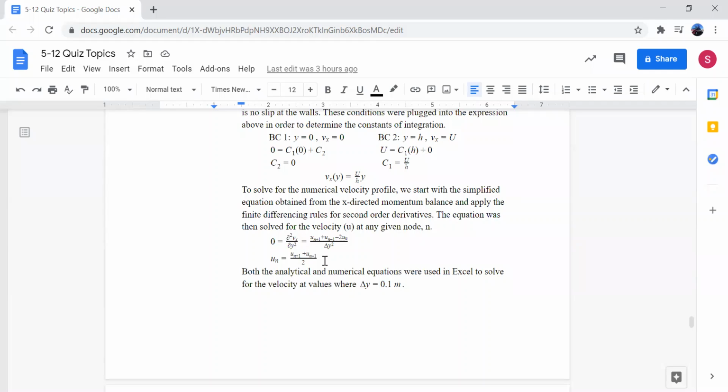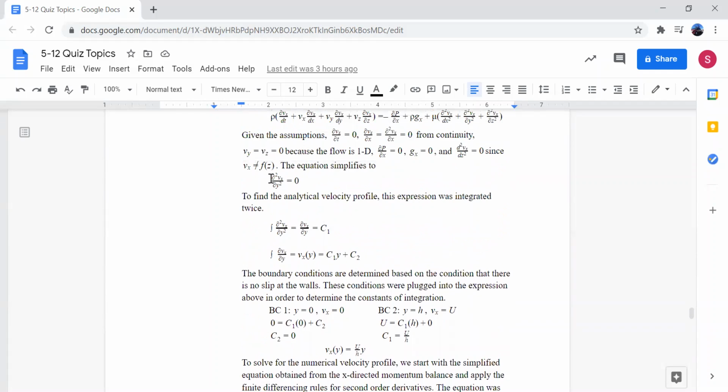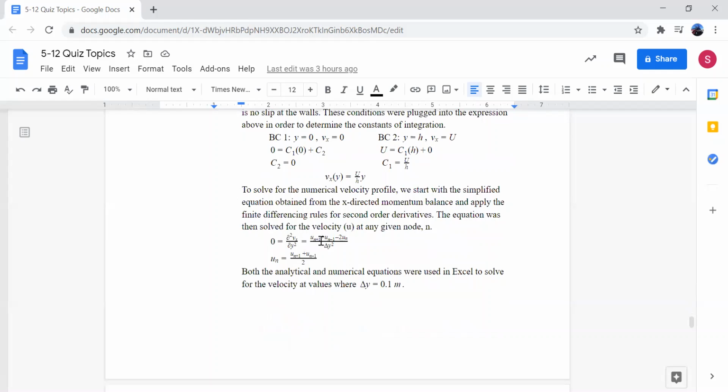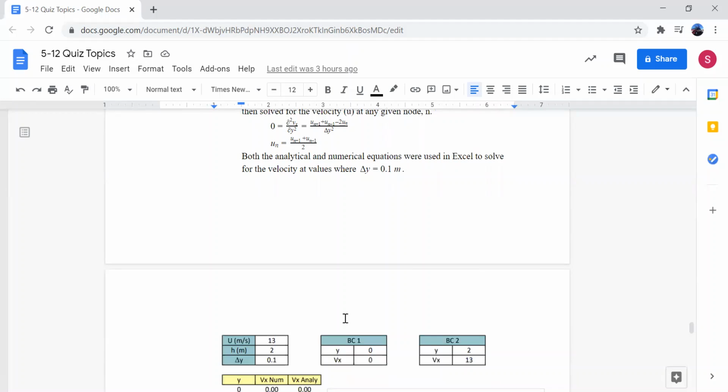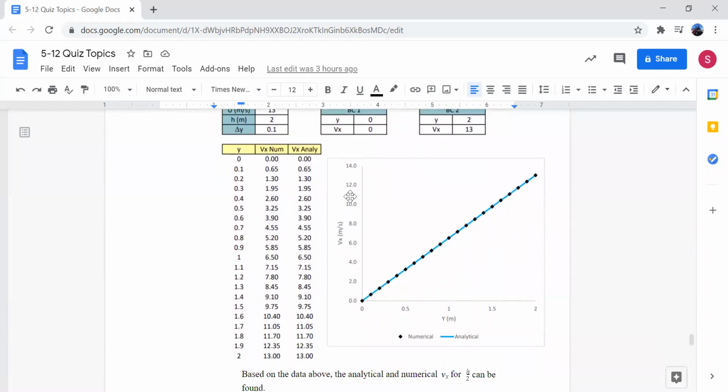And so if we wanted to turn this into the numerical velocity profile, we go back to what we got from the Navier-Stokes equation, the second derivative, and we just apply the rules for that. And this is what we get for the velocity at any node n numerically. And so if you plug these two equations I just showed you into Excel, you can find the velocity at any point y, and this is our velocity profile.